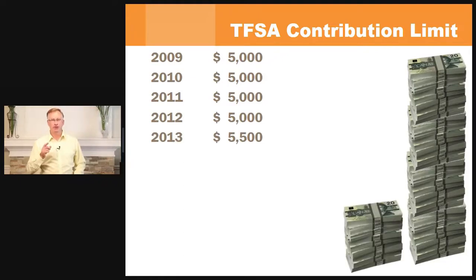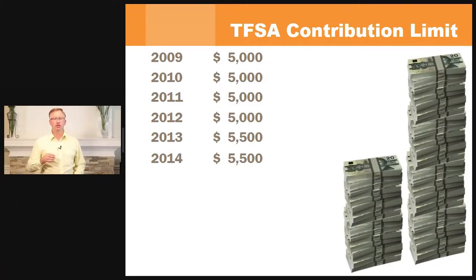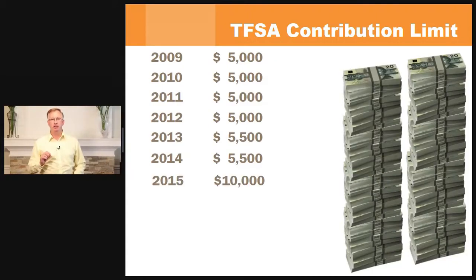In 2013, they increased it to $5,500. That was the increase with inflation. So they increase it every time inflation increases the amount by $500. In 2013, we saw $5,500. In 2015, the conservative government increased the limit to $10,000. It was part of the election campaign, I imagine, but they increased it to $10,000 in 2015.